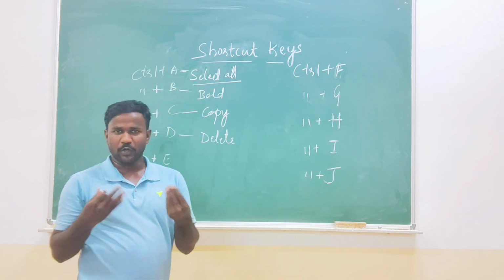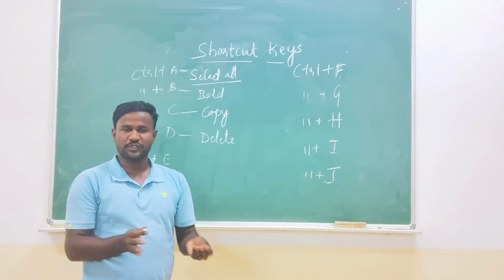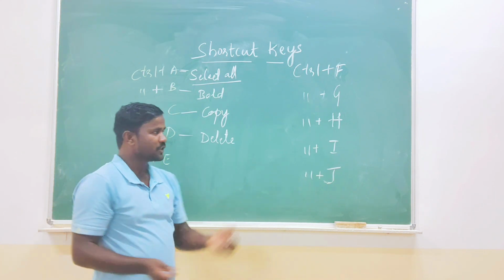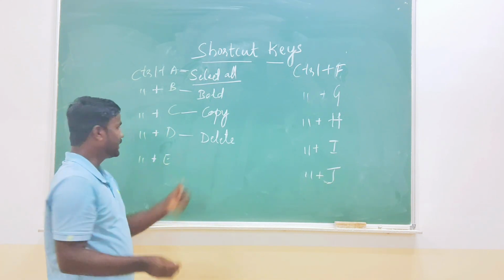D means delete. Delete means whenever you want to delete a file or any information, we use Control D. Now we have Shift D also, which we use for permanent delete. So let us understand that Control D is only delete.